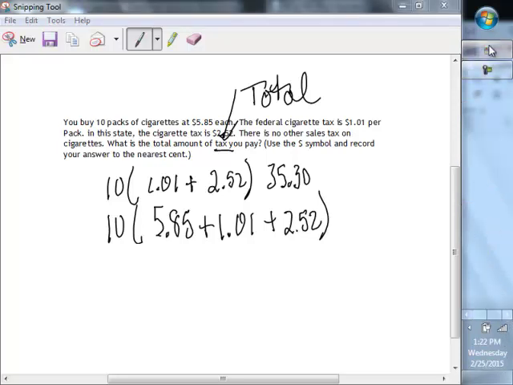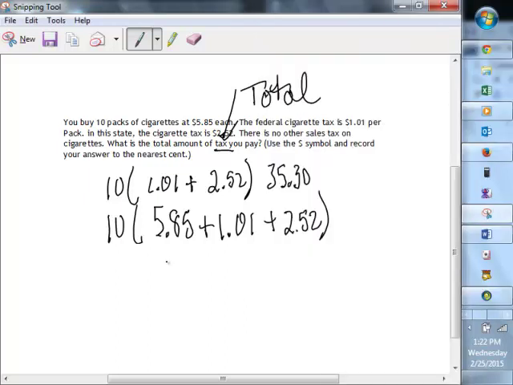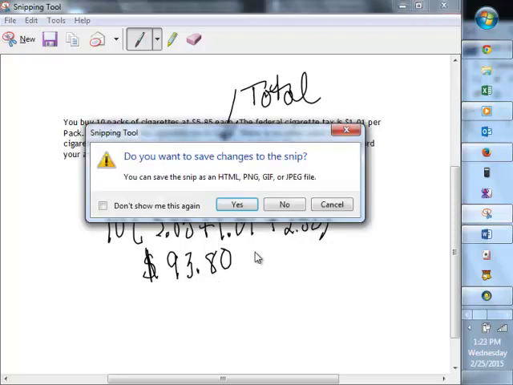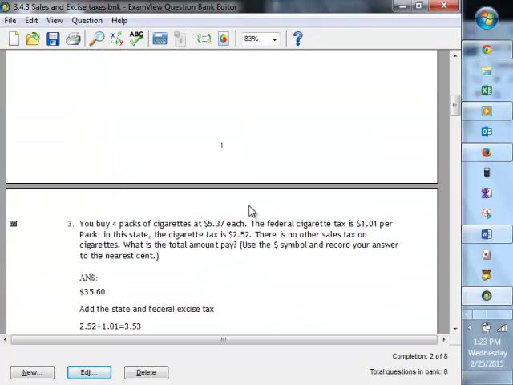So now when you enter that on your calculator, 10 parentheses 5.85 plus 1.01 plus 2.52, and you get 93.8. You can't list it as 93.8. That doesn't make any sense. You have to add the zero because we always list the number of cents. We always make it per 100. Okay, next one.